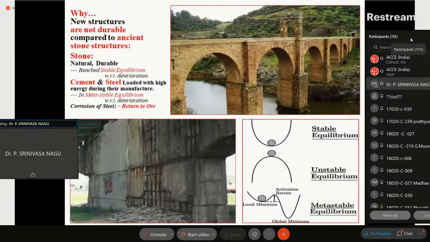Okay, whereas cement and steel are loaded with high energy during their manufacture. So they are in a kind of metastable equilibrium with respect to deterioration. Therefore, corrosion of steel is only telling us, I am going home. When steel corrodes, what happens? Iron oxide forms and the volume increases. That is all; steel says it is going back to its maternal home.